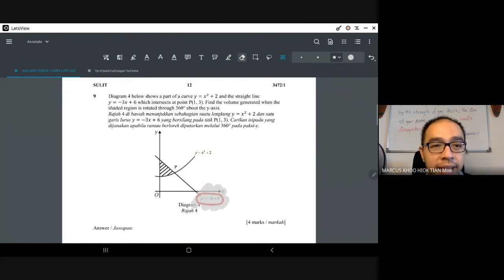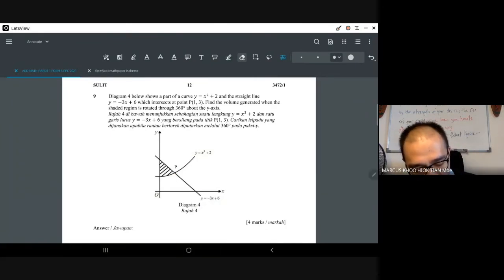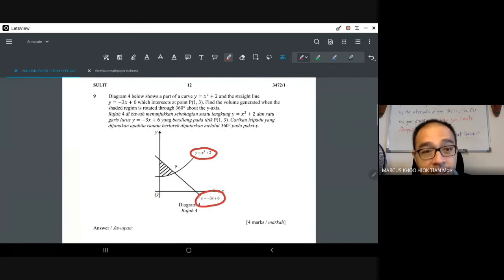Question 9. Diagram 4 shows a part of the curve of y equals x squared plus 2. So this is the curve, and the straight line y equals negative 3x plus 6, which intersects at this point 1 and 3. So I'm going to mark here 1 and here 3. Find the volume generated when the shaded region is rotated 360 degrees about the y-axis.